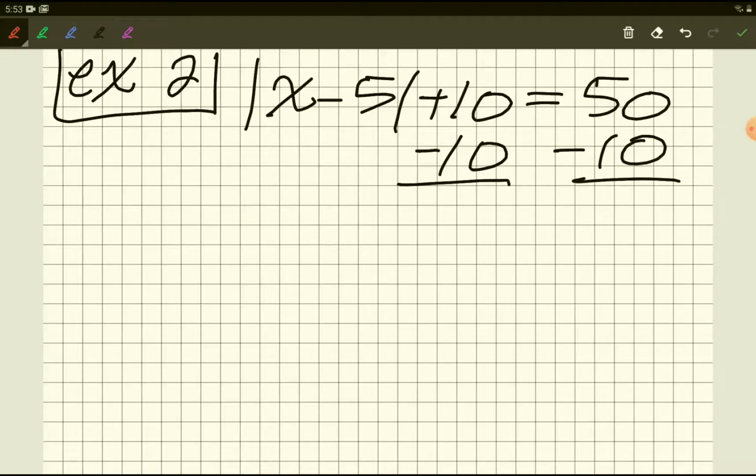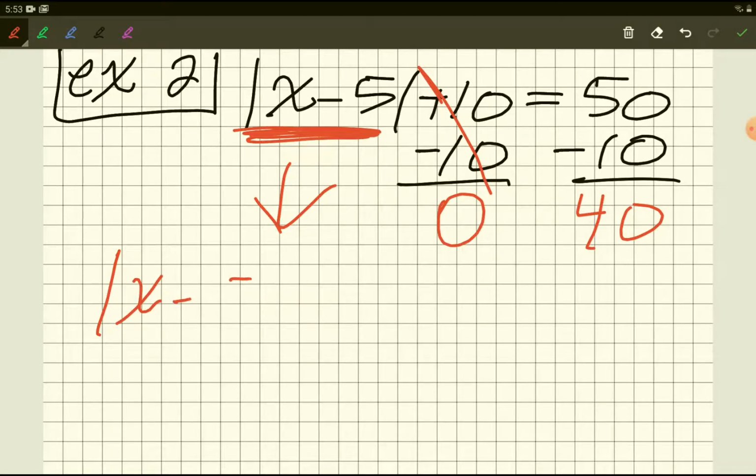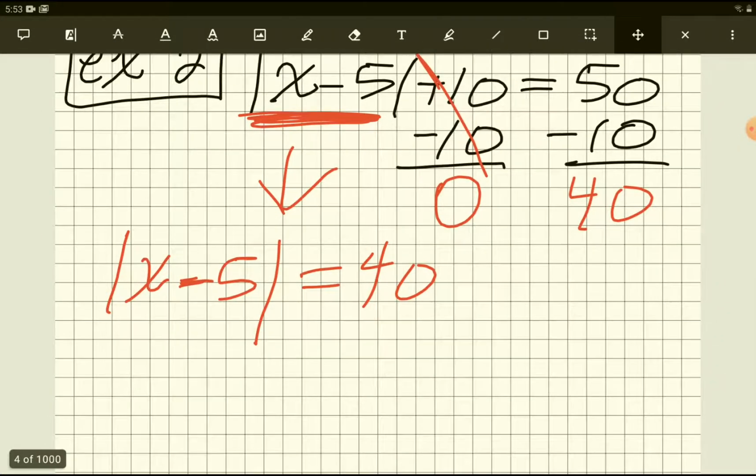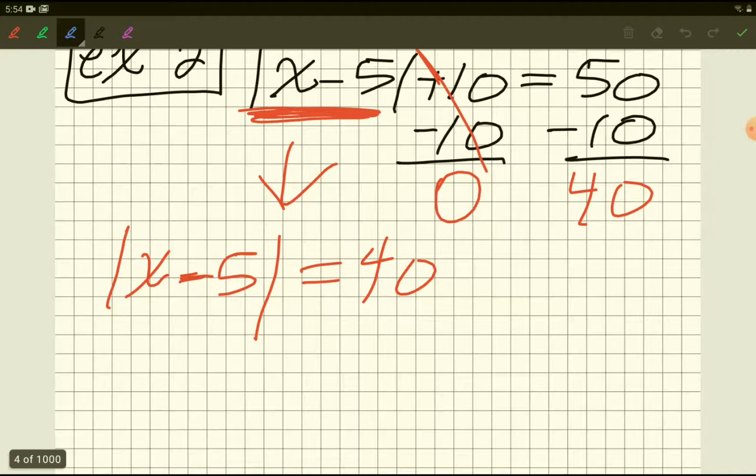Okay, so notice what I did. That's 0. Notice I have not touched this yet. That's going to drop. 50 minus 10 is 40. That stays the same. So now my problem becomes absolute value x minus 5 equals 40. Now that you've balanced it out and subtracted 10 on both sides, now we can do the two-part format.